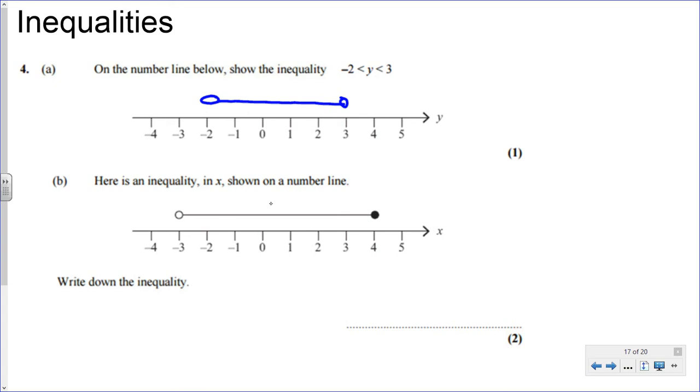This one here, here's an inequality in x, shown on the number line. Write down the inequality. Well, it's in x, and I can see that x is greater than -3, but it's less than 4. Now that one is coloured in, so it can be 4 as well. So x is less than or equal to 4.